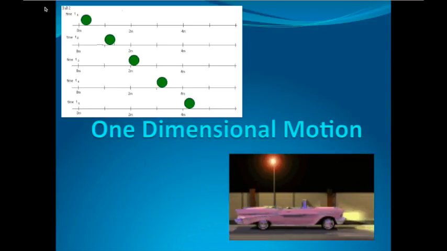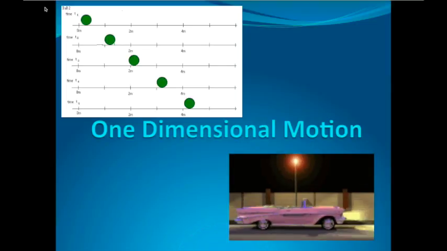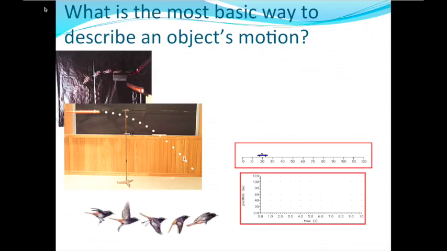Okay, here we are to talk about one-dimensional motion, or in particular, we're going to talk about distance and displacement, and the difference between the two and how it's going to play a role in physics.